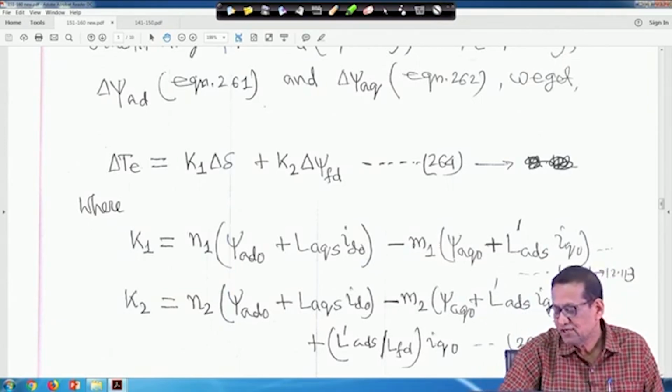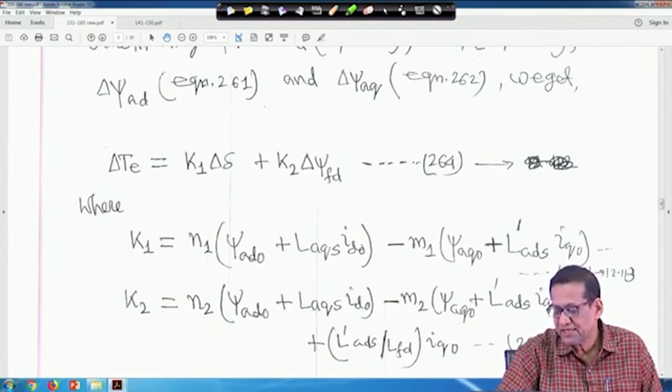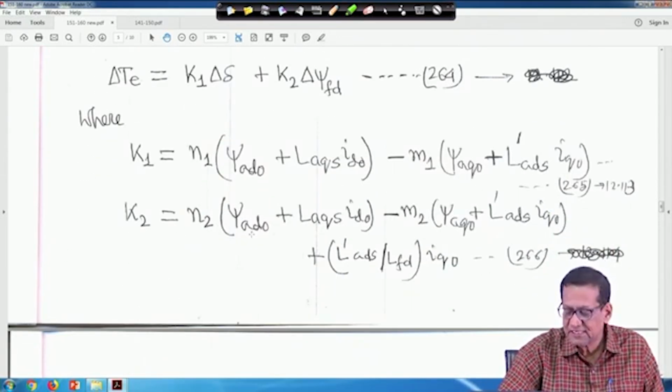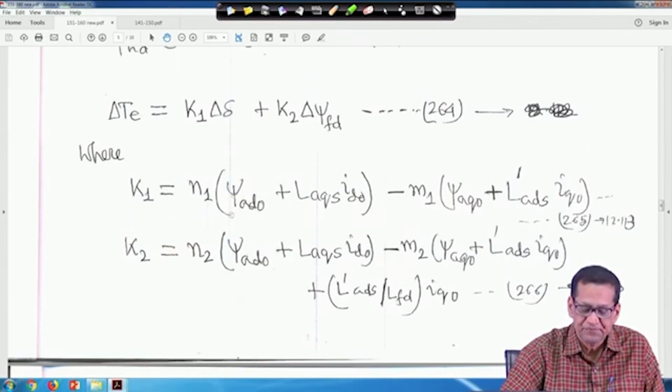This is equation 265. Similarly, your K2 will be N2 into bracket psi AD0 plus LAQS Id0 minus M2 into bracket psi AQ0 plus LADS dash Iq0 plus LADS dash upon LFD into Iq0. This is 266. These are your expressions for K1 and K2.